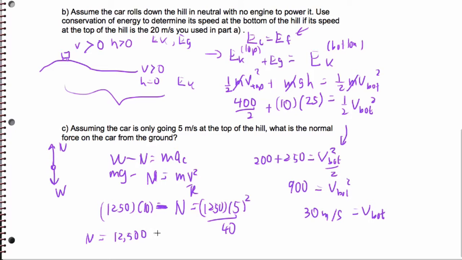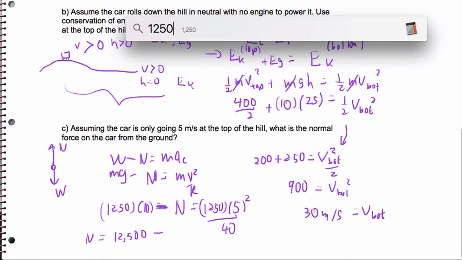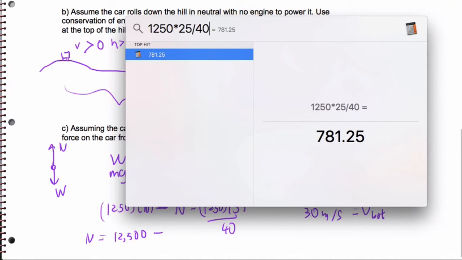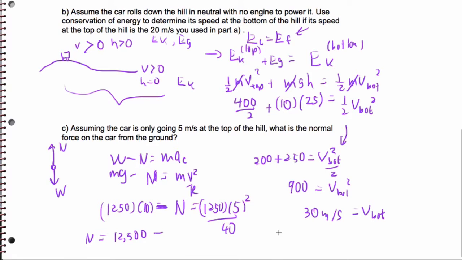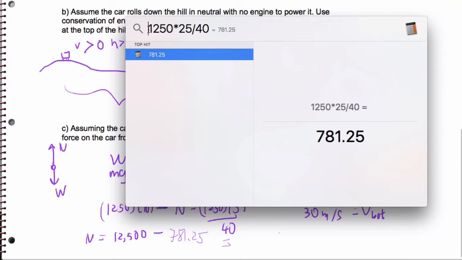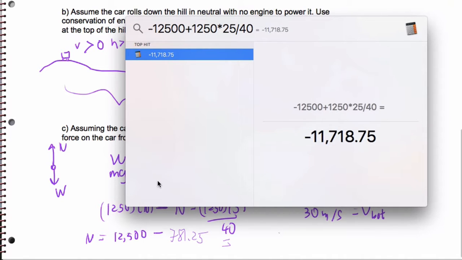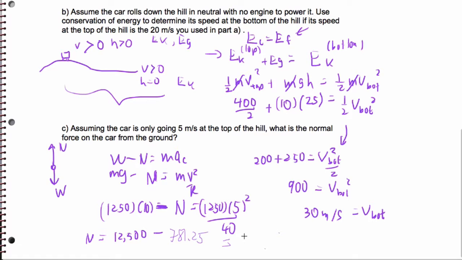So I can actually subtract off. Normal is 12,500 minus, and let me just calculate what this thing here will be. So 1,250 times 25 divided by 40. That's going to be 781.25. And so when we actually get our normal force, we're going to end up getting 11,719 newtons of force. All right, so that's question C.